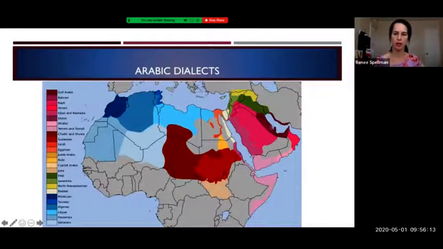So the dialect that I speak fluently is called the Levantine dialect, which is the light green color here. And this dialect is spoken in Lebanon, Syria, Jordan, the West Bank, and Gaza. Although in Gaza, they also speak more similar sometimes in some ways to the Egyptian dialect. And then you have obviously the different North African dialects, Moroccan, Libyan, Algerian, Tunisian, etc. So it's pretty amazing how many different dialects there are.